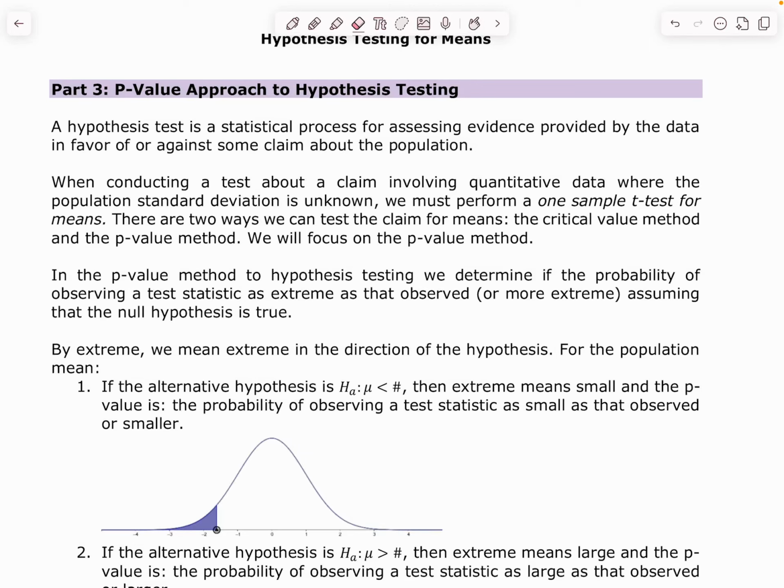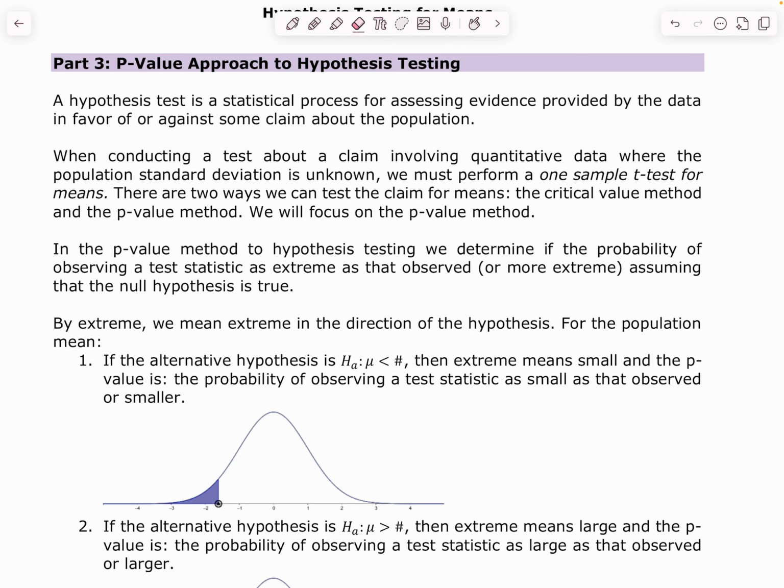All right, so now let's go through kind of quickly the p-value approach to hypothesis testing for means. A lot of this is the same as the p-value approach to hypothesis testing for proportions. So if you want to go through the more in-depth explanation, please go back to the p-value approach to hypothesis testing for proportions video. I'm going to kind of skim over some of this because a lot of it is repeated. So the hypothesis test is the same process of assessing evidence provided by the data in favor of or against some claim about the population.